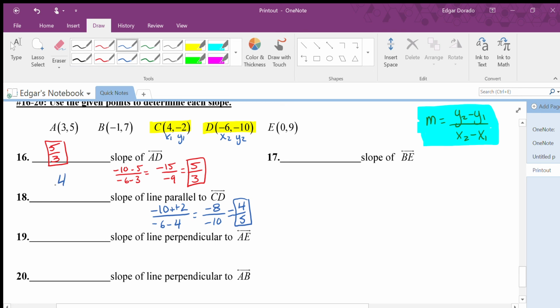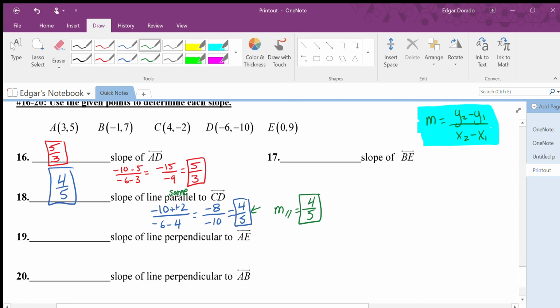So 4/5. And now, remember, it says slope of a parallel. So it has to be the same slope. So if this is my original slope, my parallel slope has to also be 4/5. That's why I went ahead and just wrote it right away. Okay. All right, number 19. I want to go ahead and do that one with you, and then you guys will finish the rest.